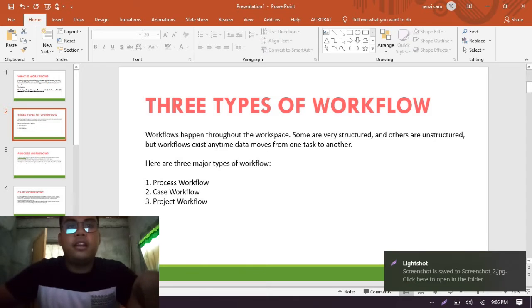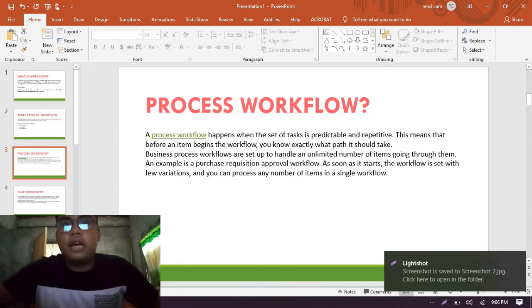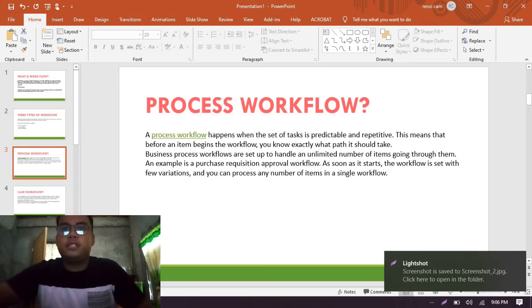And here are the 3 major types of workflow. The first is process workflow, the second is case workflow, and the third is project workflow. The process workflow happens when the set of tasks is predictable and repetitive. This means that before an item begins the workflow, you know exactly what path it should take. Business process workflows are set up to handle an unlimited number of items going through them.